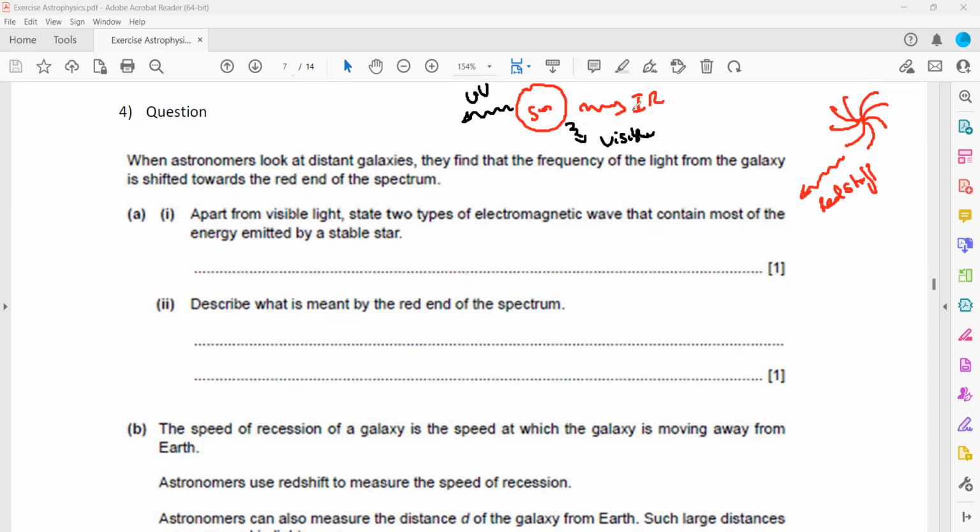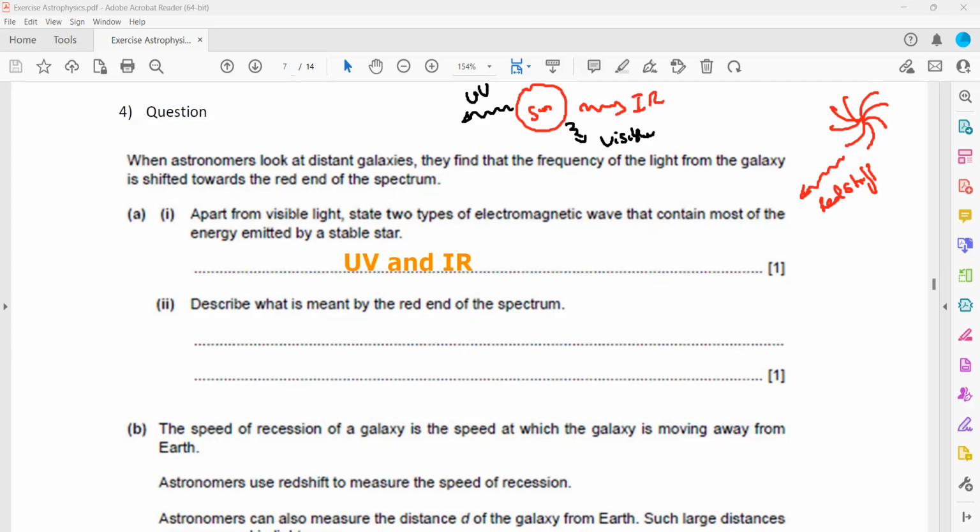That's how we use a radio telescope to identify the temperature of the star and the distance of the star from us. Using all this, we can find the size of the star. So apart from visible, what other radiations are emitted from stars? It is UV and IR. You can write UV and IR, or the complete ultraviolet and infrared. Ultraviolet has a higher frequency than visible, and infrared has a lower frequency than visible.